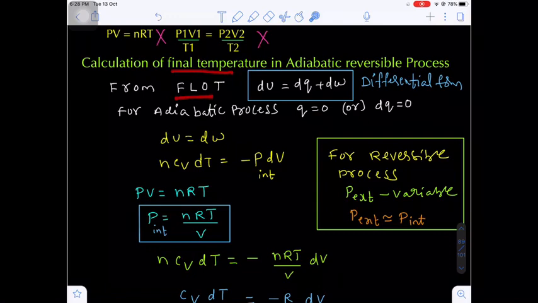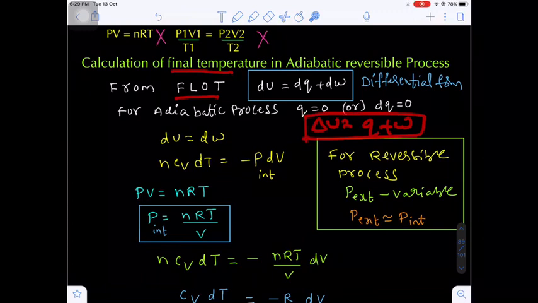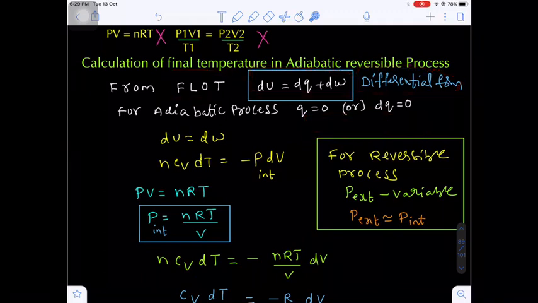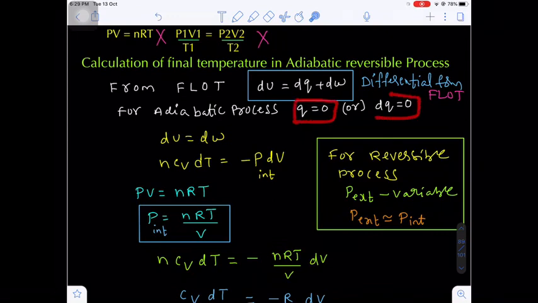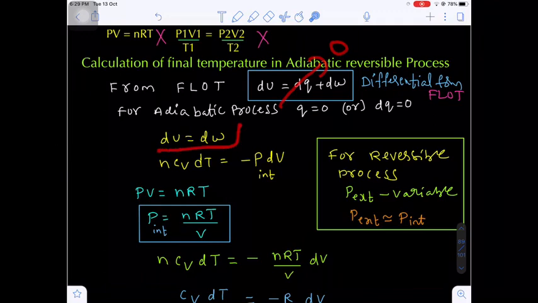We know from the first law of thermodynamics, del U is equal to Q plus W. This is the first law of thermodynamics, and dU will be equal to dq plus dw. This is called the differential form of the FLOT, the first law of thermodynamics. Now, according to the adiabatic process, the heat exchange will be 0. So put dq value 0. So dU equal to dw, and dw is nothing but minus PdV.